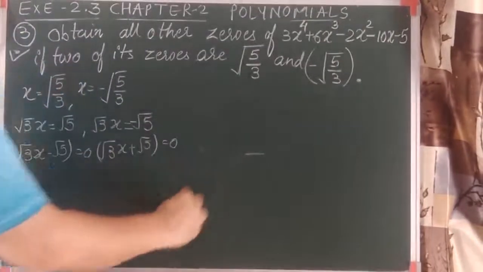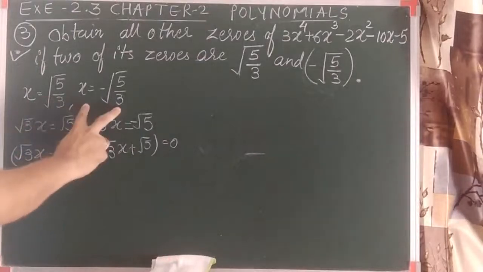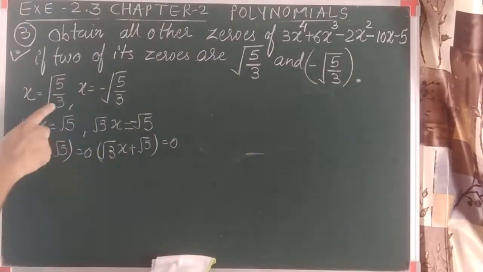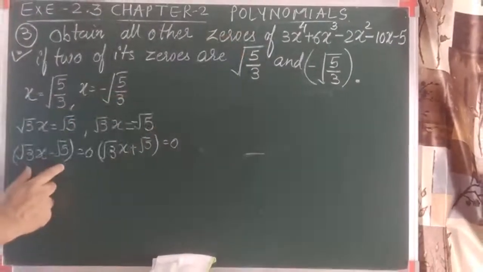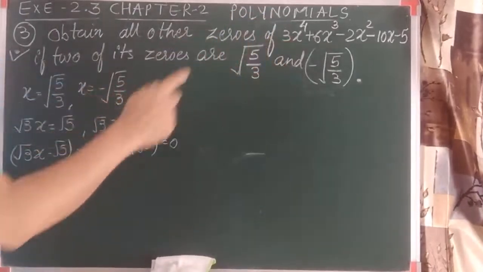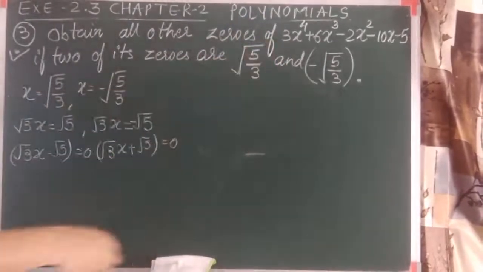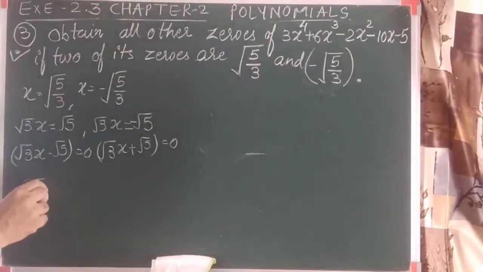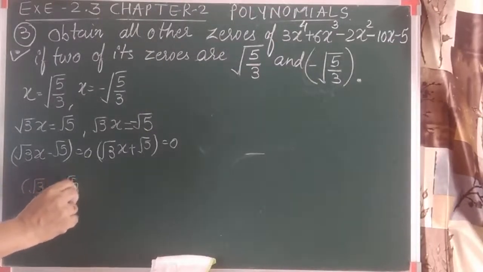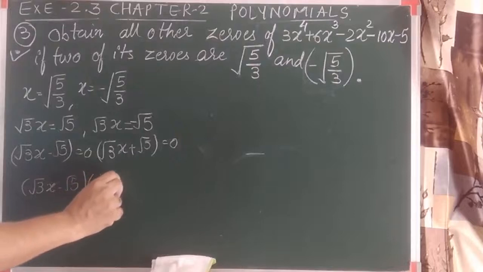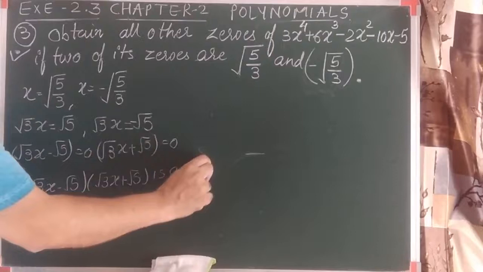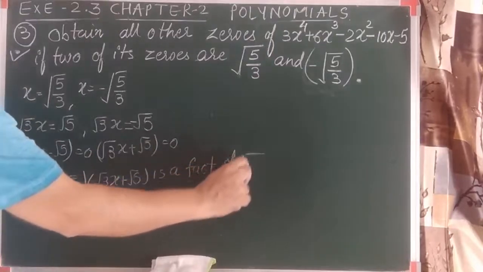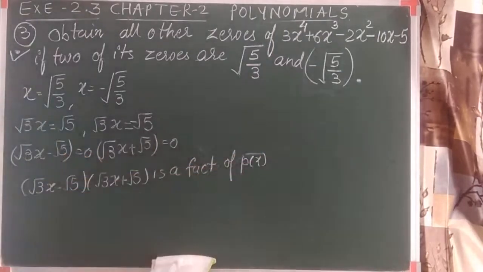Let me explain this step again. These are the values of x, and I obtain the factor by taking this root 3 here. So these are the factors. If this root 3x minus 5 is a factor, as well as this term is a factor of this, that means their product is also a factor of p of x.